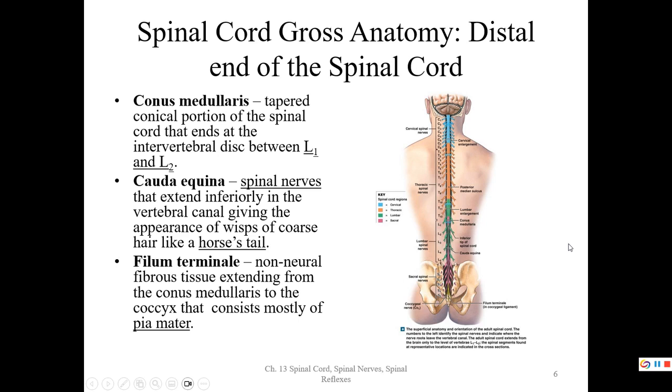The filum terminale is non-neural, but it is part of the pia mater, okay? It's not neural tissue. It's one of your meninges, and it goes from the conus medullaris down to the coccyx, mostly pia.